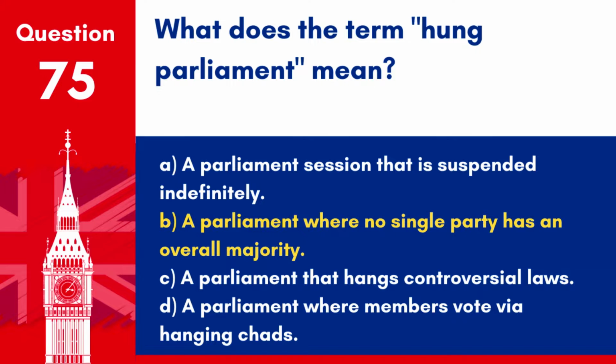Answer: B. A Parliament where no single party has an overall majority. A hung Parliament results when no single political party secures enough seats to have an outright majority, often leading to a coalition or minority government.